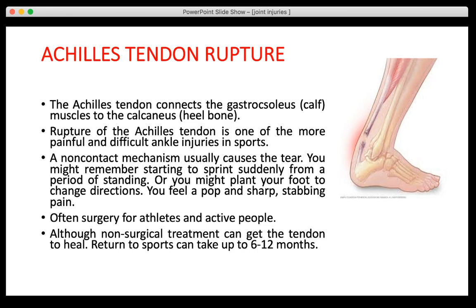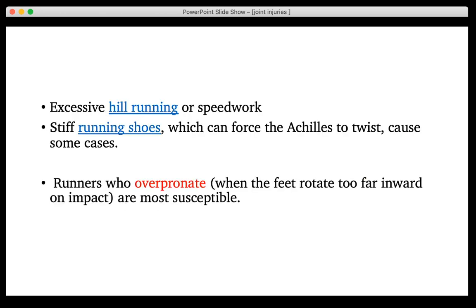Often surgery is required if you want to get back to your game. Sometimes if it is not serious, non-surgical treatment can get the tendon to heal, but you cannot return to the game. If you are an athlete and you have this injury, then you have to get the surgery done. And these are some of the causes: excessive hill running or speed work, stiff running shoes you are wearing, and making rapid twists, and that can lead to this problem.